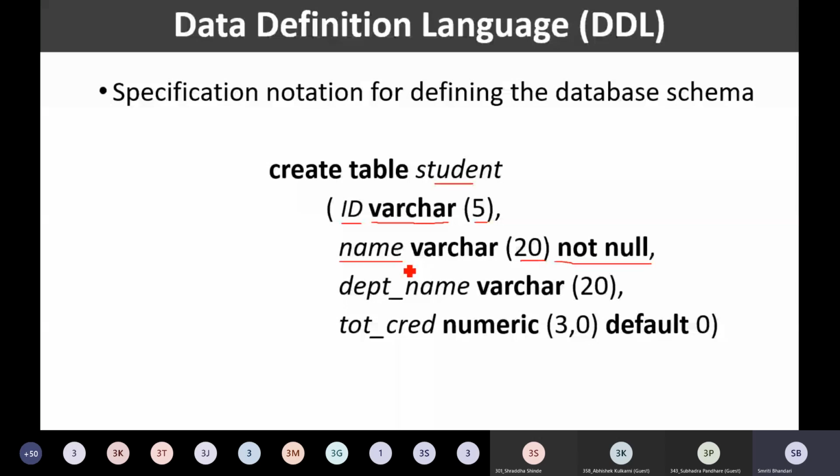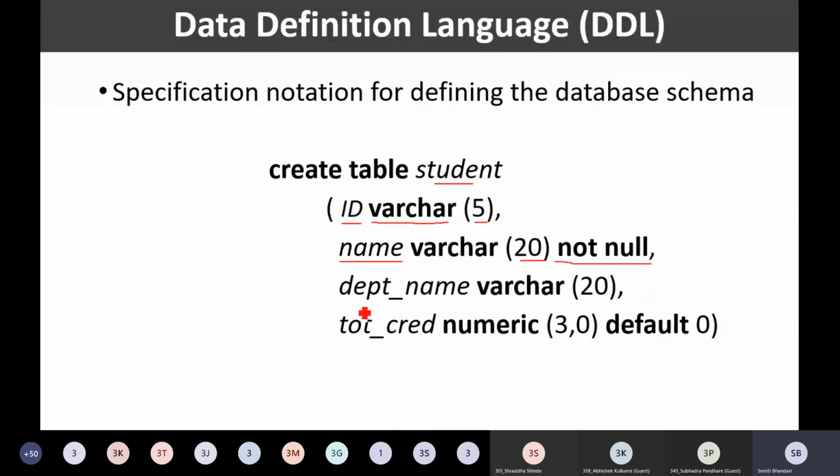Okay, or it will show me the error that name is not present, because I have validated this attribute. I have the constraint for that attribute. Name should not be null. So name always must have some value associated.